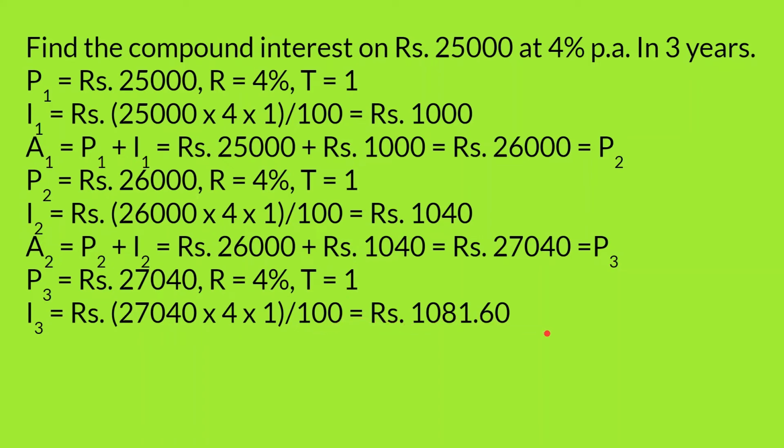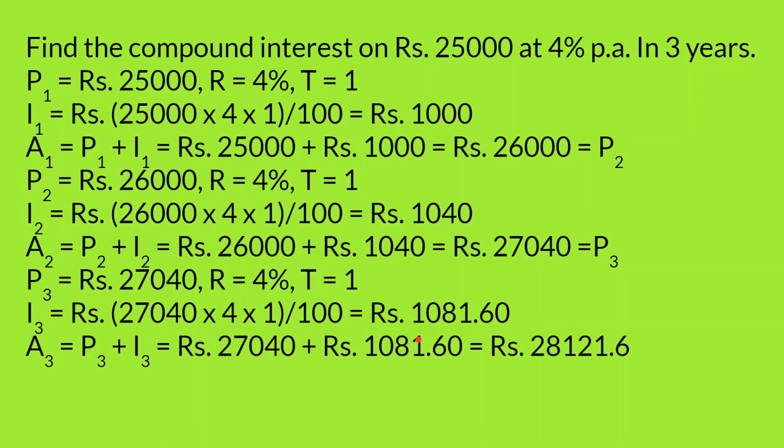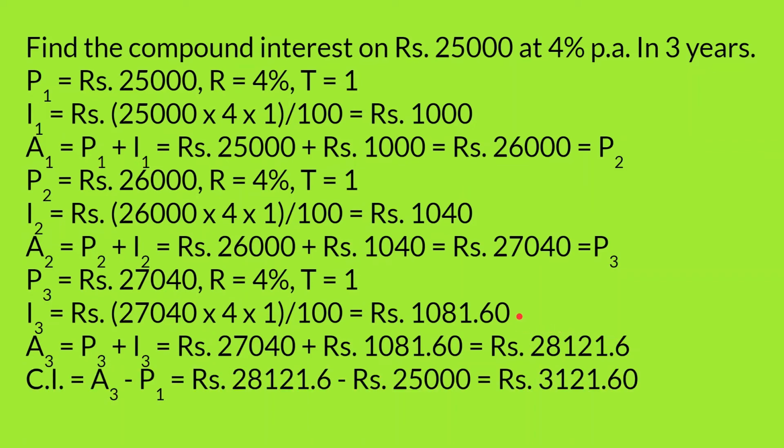So our amount at the end of 3 years will be P3 plus I3, that's 27,040 plus 1081.60. So that's 28,121.6 or 28,121 rupees and 60 paisa. So the compound interest at the end of 3 years will be A3 minus P1 is equal to 28,121.6 minus 25,000, so 3,121 and 60 paisa.